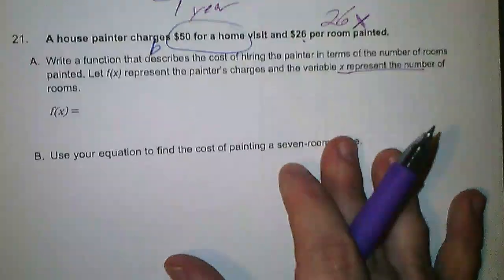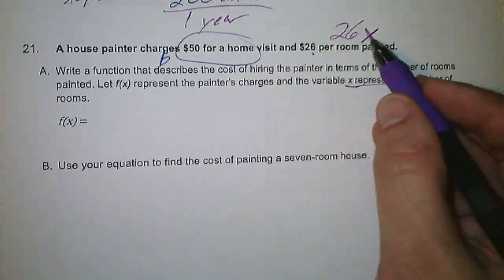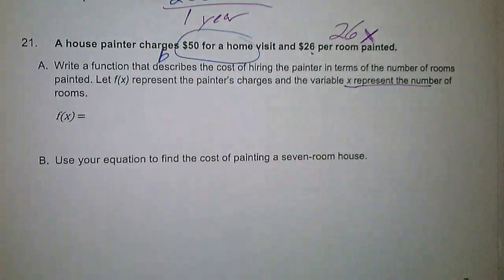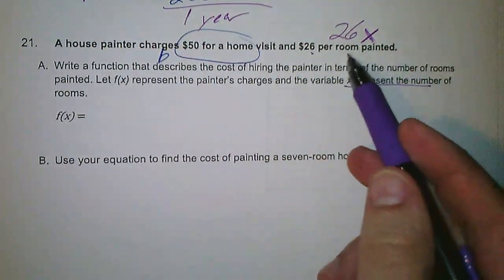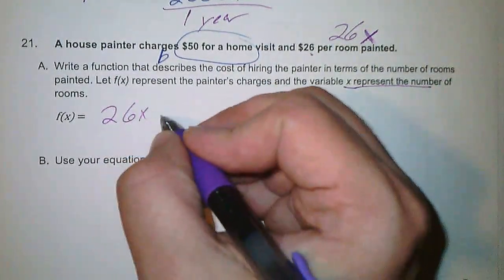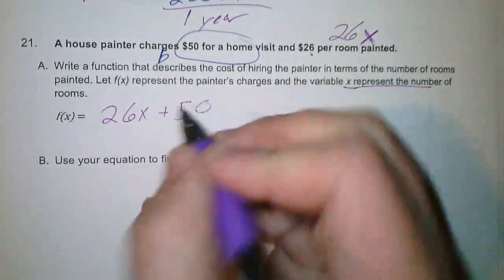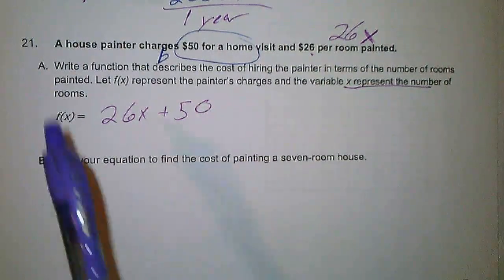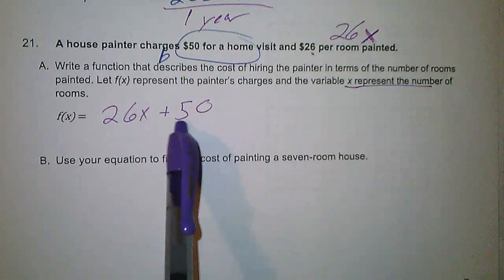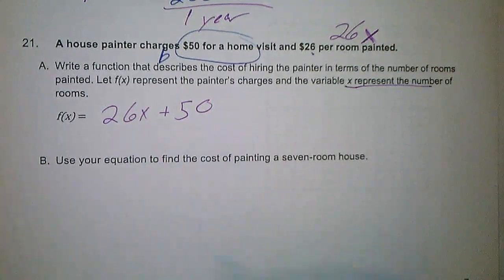That's the only way students get this wrong, is they'll pair the x with the one-time fee, not the per, in this case, room fee. So 26x plus 50 would represent $26 per room plus the $50 fee for coming to the house.